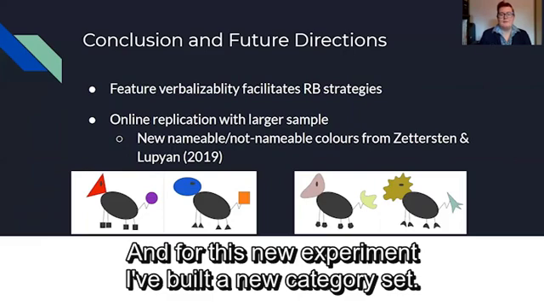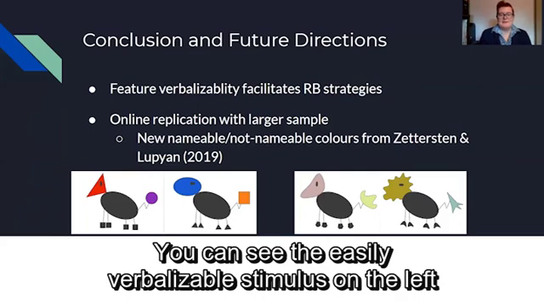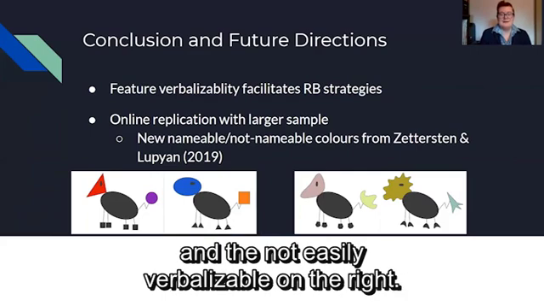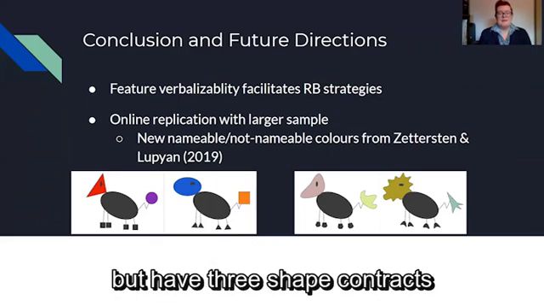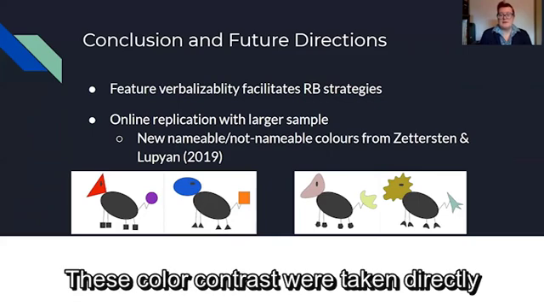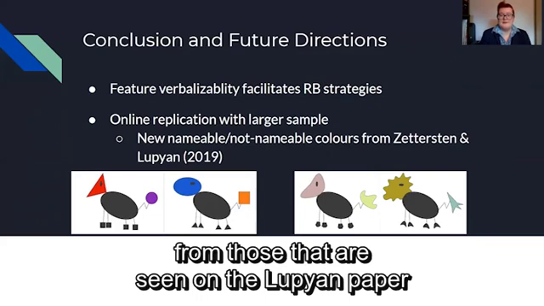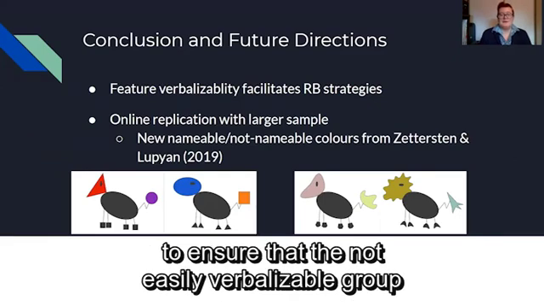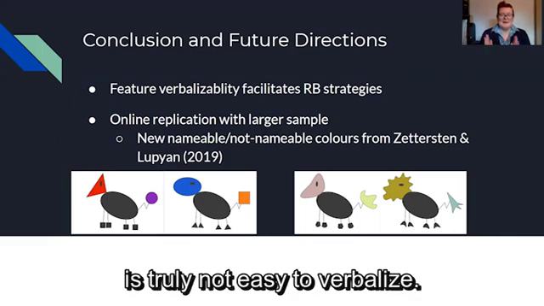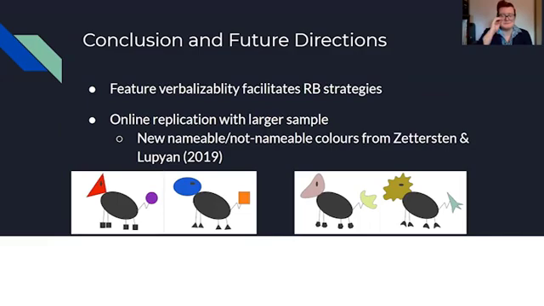And for this new experiment, I've built a new category set. You can see the easily verbalizable stimulus on the left and the not easily verbalizable on the right. These new stimulus sets have the same underlying logic, but have 3 shape contrasts as well as 2 color contrasts. These color contrasts were taken directly from the Zetterstein and Lupian paper, and they've been rigorously tested for their nameability to ensure that the not easily verbalizable group is truly not easy to verbalize.